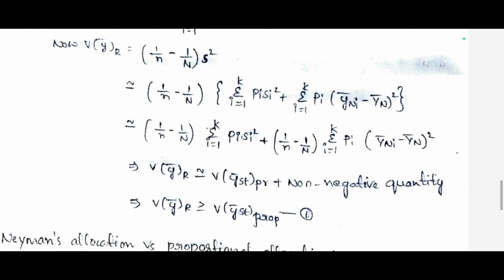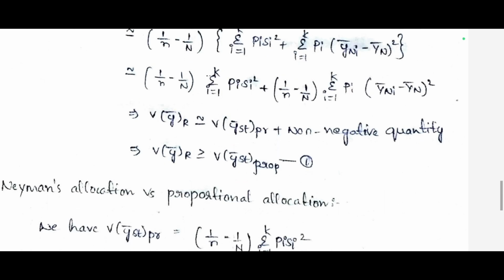So hence we can see, multiplying the value into each and every term, the variance of y bar of r is approximately equal to the variance of y bar of st with proportionality plus some non-negative quantity, which is greater here. If you are adding that value to the proportionality, then only you get the random sampling. So the variance of y bar of r is always greater. Here we put it as equation 1.